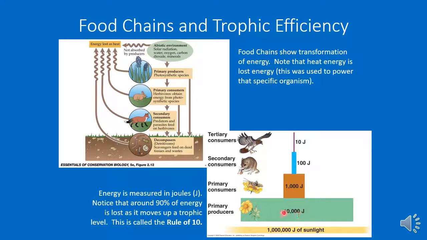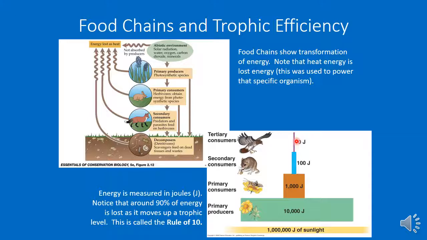Primary producers, they got 10,000. Primary consumers, now they've got 1,000. Secondary consumers, they get 100. Tertiary, they only get 10. And so this is called the rule of 10. So each time you move up the food chain, each time you go higher, you lose 90% of the energy. You can think of it in reverse in that it takes 90% more energy to make it.